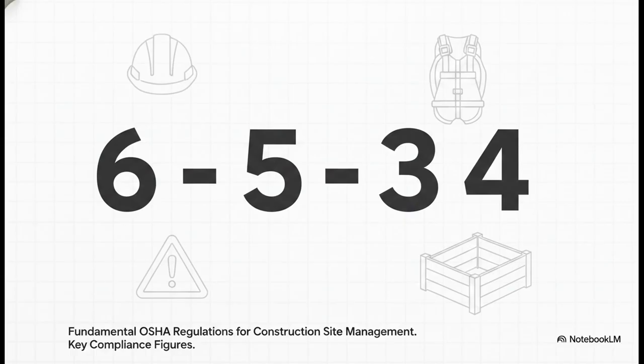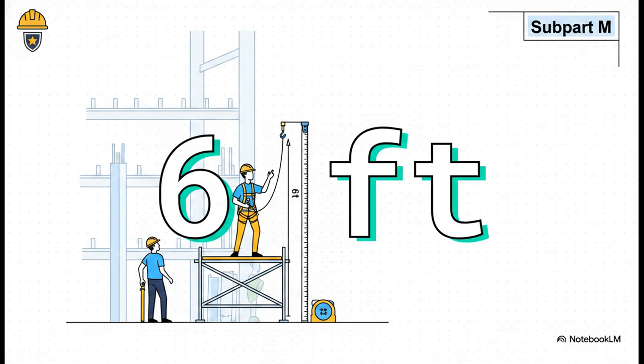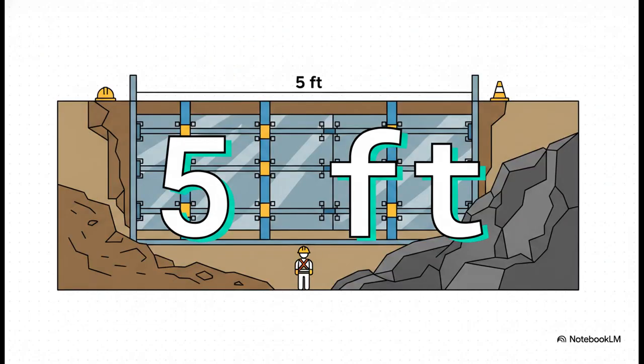This is a great tool that represents the 4 most critical, highly regulated measurement numbers across all OSHA construction codes. Let's break them down right now. We start with the number 6. 6 feet is the exact height at which fall protection becomes legally required on a construction site. According to Subpart M, if you are 6 feet above a lower level in construction, you must, no exceptions, have fall protection. Next up is 5.